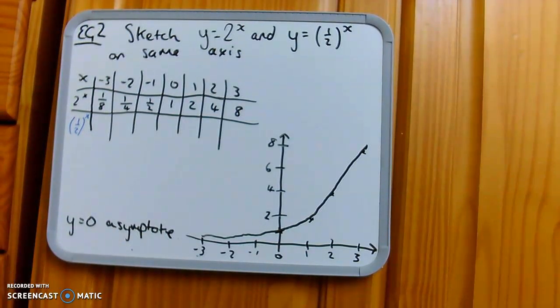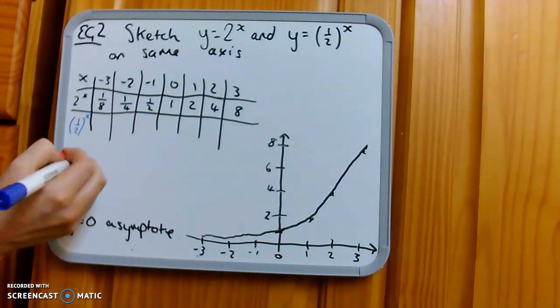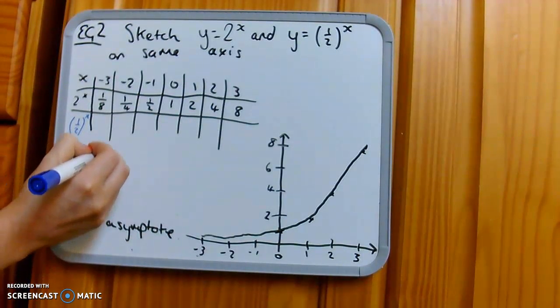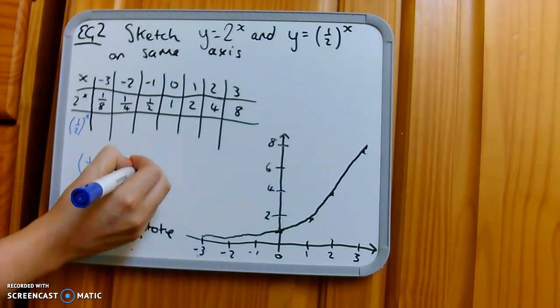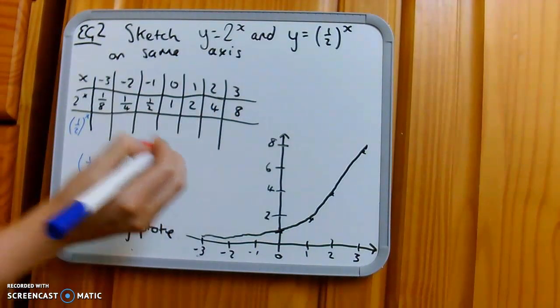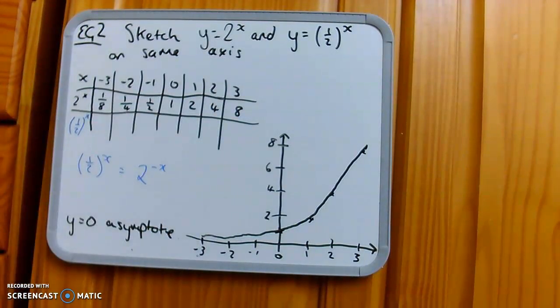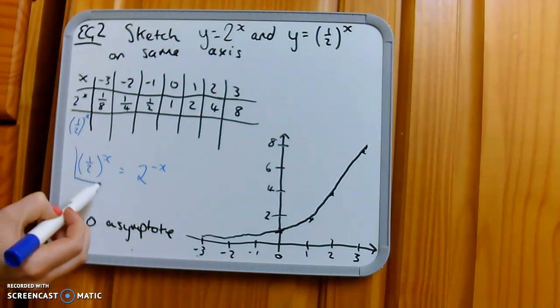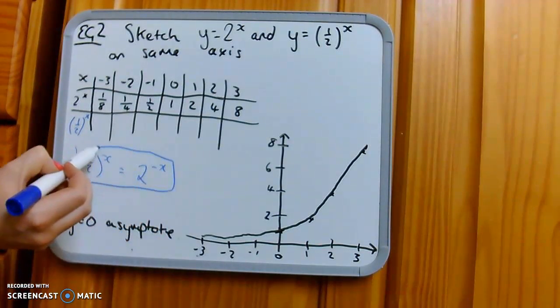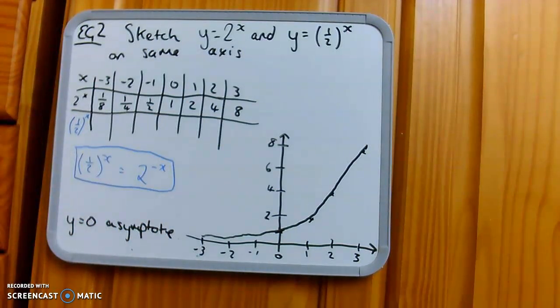Now, one important thing I want you to know for yourselves is that a half to the power of x is the same as 2 to the power of minus x, because 2 to the power of minus 1 is a half. So the kind of shape that we're going to see will be the same for negative powers of x. So fractions and negative powers of x are going to be linked.